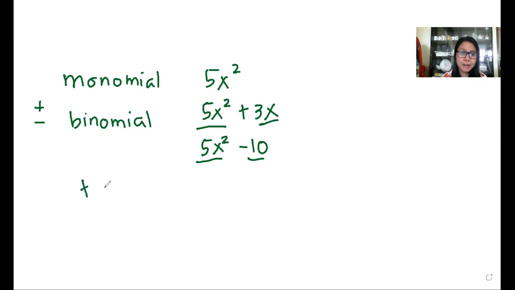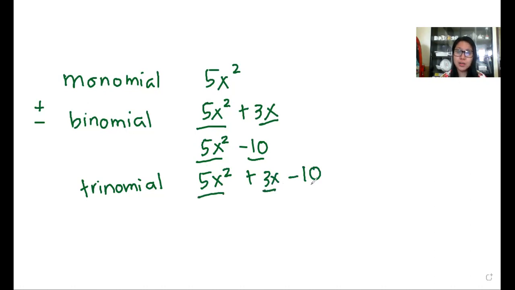Next, we have a trinomial. A trinomial has three terms. Example, 5x squared plus 3x minus 10. We have 1, 2, 3, three terms. Therefore, we call it trinomial. And if there's more than three terms, we call it a multinomial.